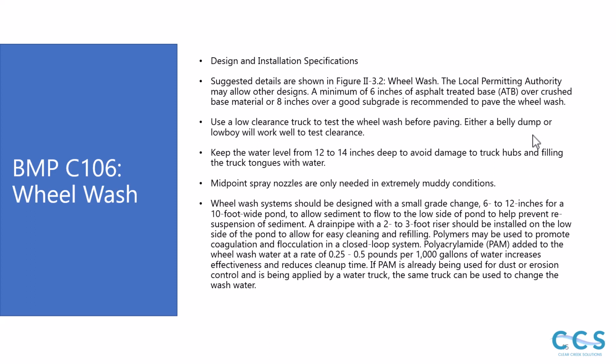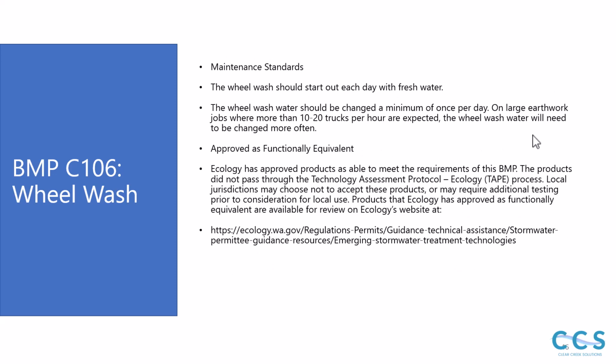Polymers may be used to promote coagulation and flocculation in a closed loop system. PAM added to the wheel wash water at a rate of 0.25 to 0.5 pounds per 1,000 gallons of water increases effectiveness and reduces cleanup time. If PAM is already being used for dust or erosion control and is being applied by a water truck, the same truck can be used to change the wash water.